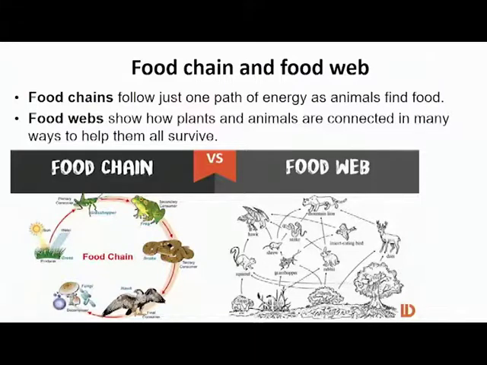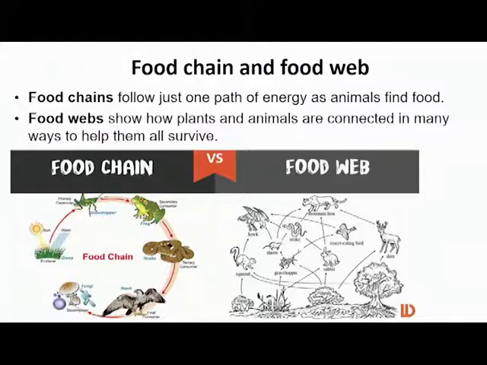So food chain and food web. It just represents the feeding relationship. Who eats who. They model how energy and matter move through the ecosystem. With the food chain, it follows just one path of energy as animals find food. It starts with a producer, the producer organism, and it ends with the decomposer.